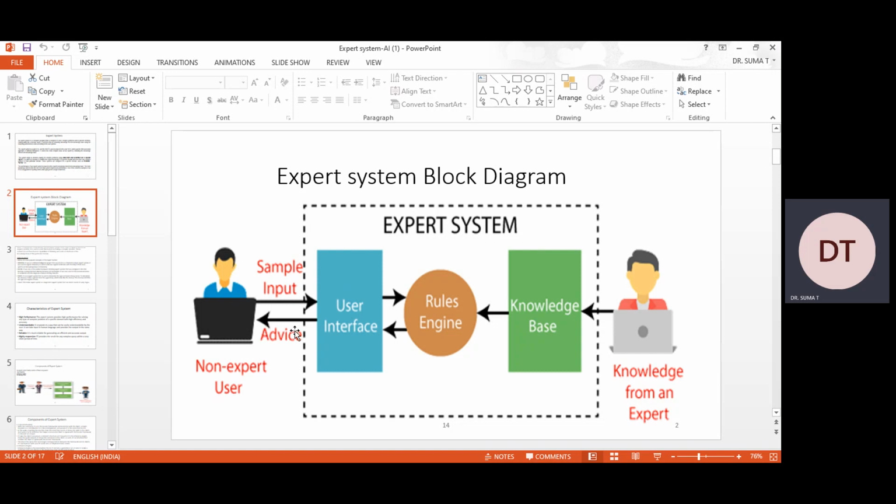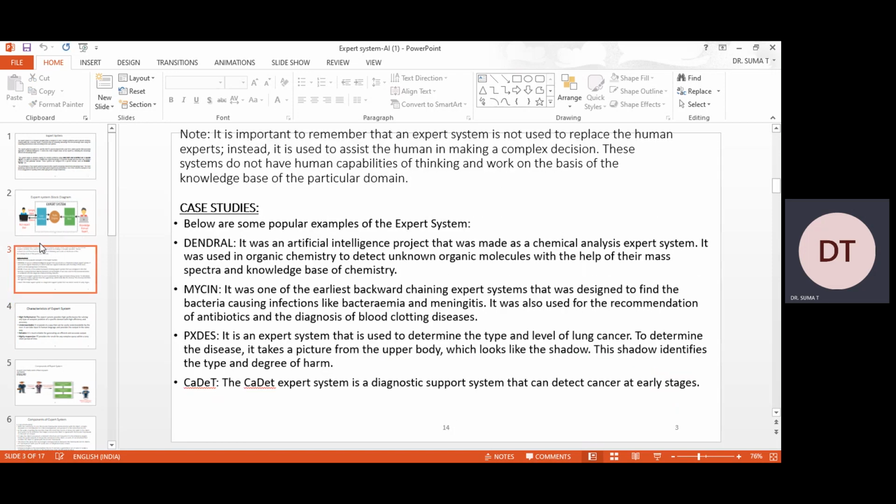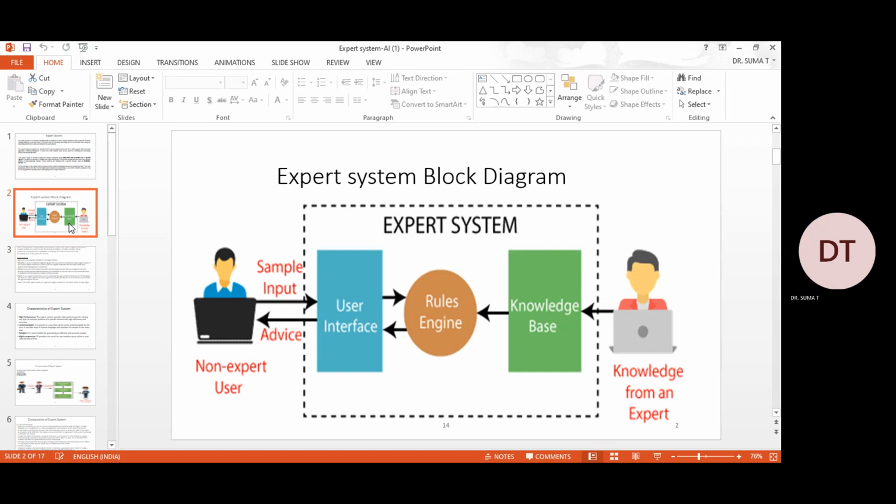So he is a non-expert user, so he doesn't know anything about a particular domain of a problem. Then you will have the knowledge based system, and on this side you will have the expert. See there, the expert person will be on this side.